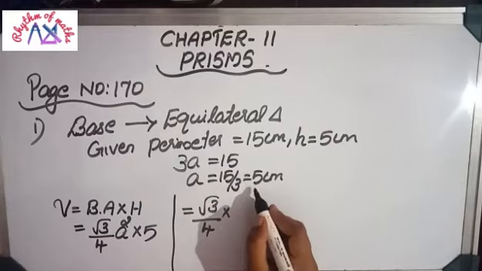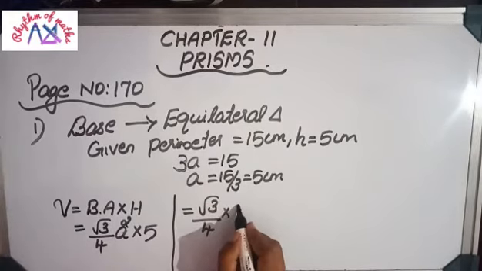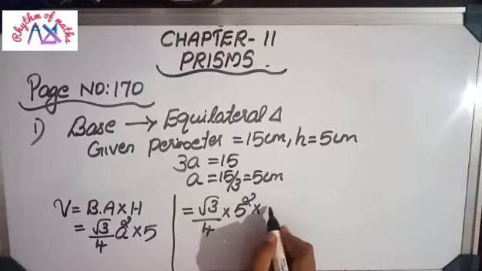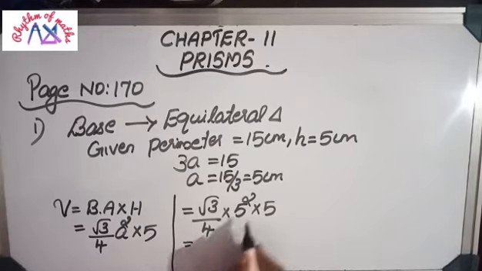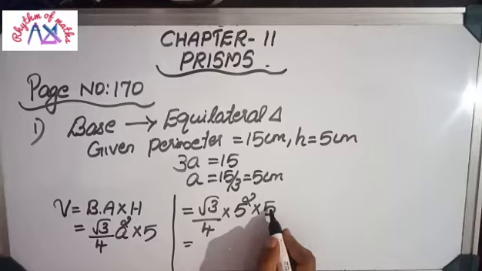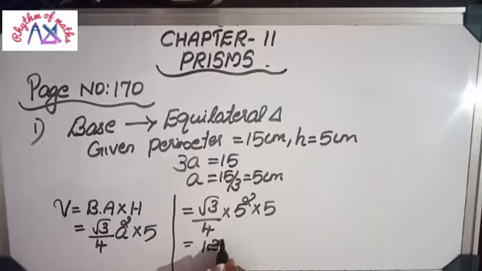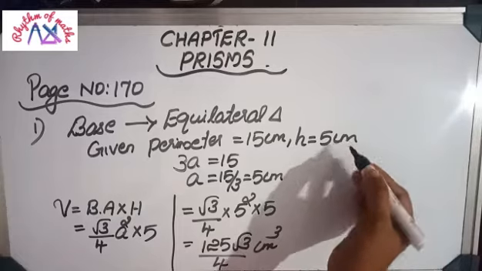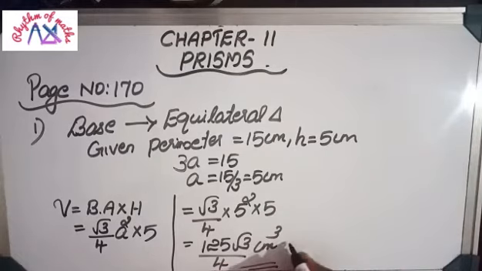Now let's apply the values: root 3 by 4 into a square. A is the side, which is 5, so 5 square into 5. 5 square is 25, and 25 into 5 is 125. So 125 root 3 by 4 centimeter cube. Volume unit is cube. Measurements are given in centimeter, so the answer is in centimeter cube. So this is the answer.